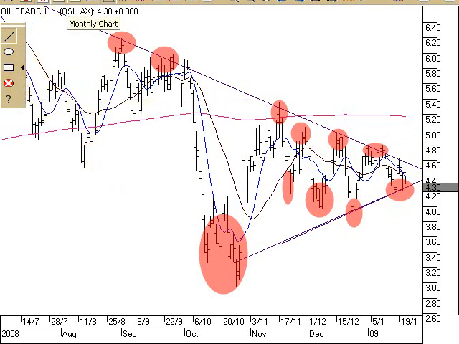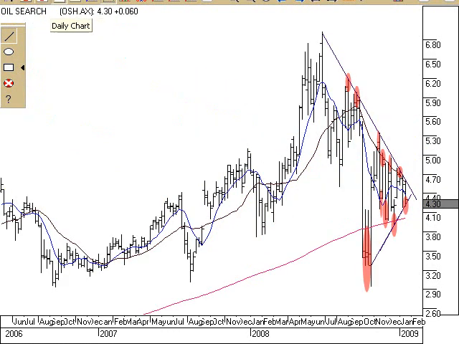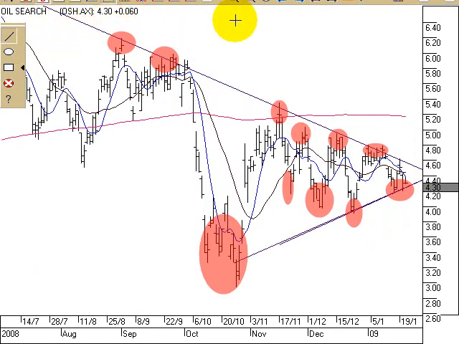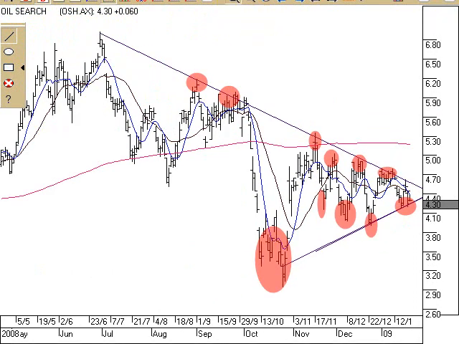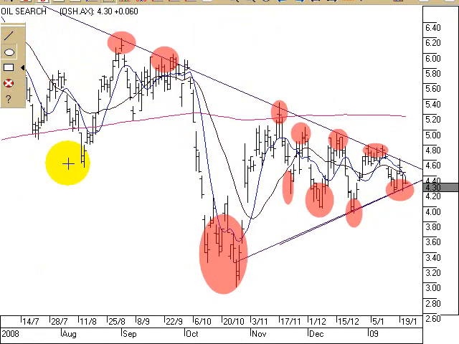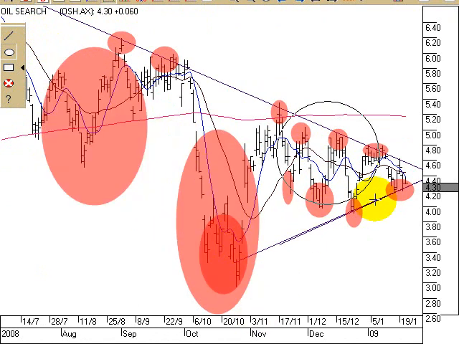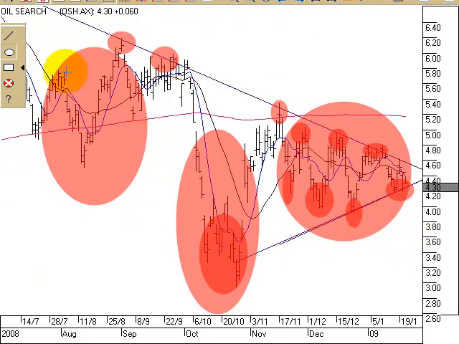Now, if you have a look at the bigger picture, let's squeeze this up a bit more. This here could be a massive left shoulder. This here could be a massive head. And this here could be a massive right shoulder. Can you see that? Left shoulder into the big head, into the right shoulder. That might be a big reversal pattern.